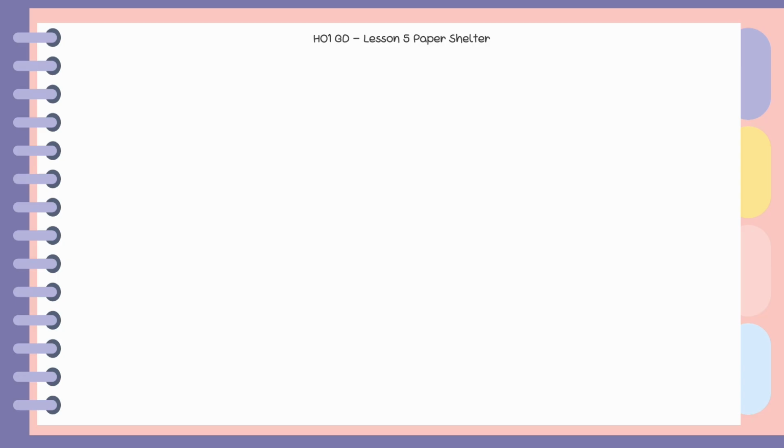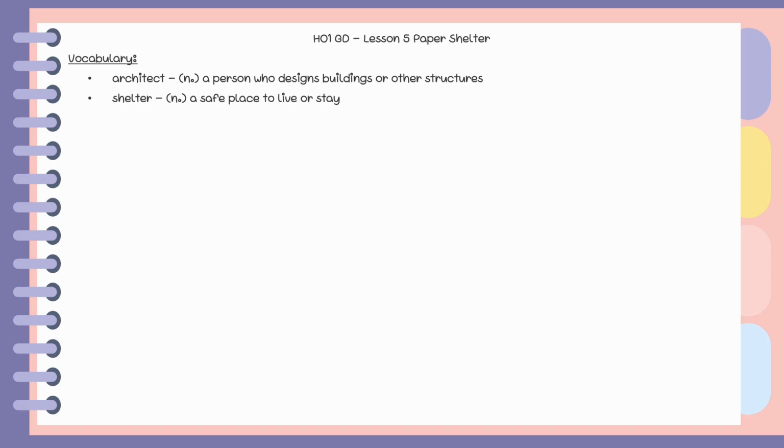So let's look at an example of what your notes could look like for the Honors 1 GD text. So first thing you could put is vocabulary, and if you remember, you should have highlighted with yellow. So anything in yellow you would put here. So we have architect and the definition and shelter. So when you write vocabulary, always write the vocabulary word and then find the English definition for it. If you want to write the Korean as well, you can do that.